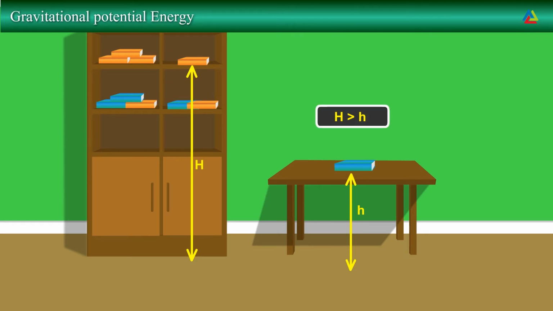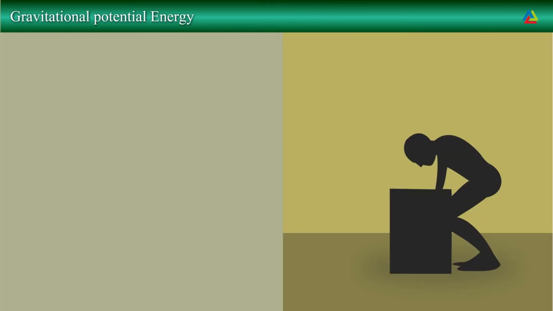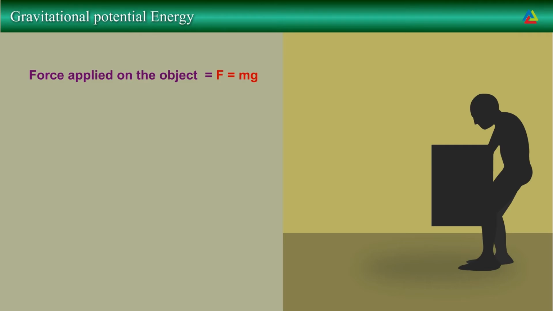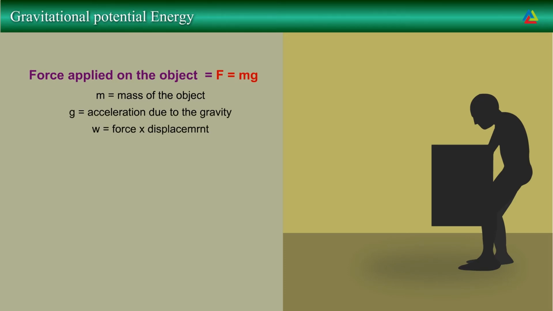Let us derive an expression for the gravitational potential energy of an object at a height. Consider an object of mass m. Let it be raised through a height h from the ground. A force is required to do this. The minimum force required to raise the object is equal to the weight of the object, that is, mg. The object gains energy equal to the work done on it.